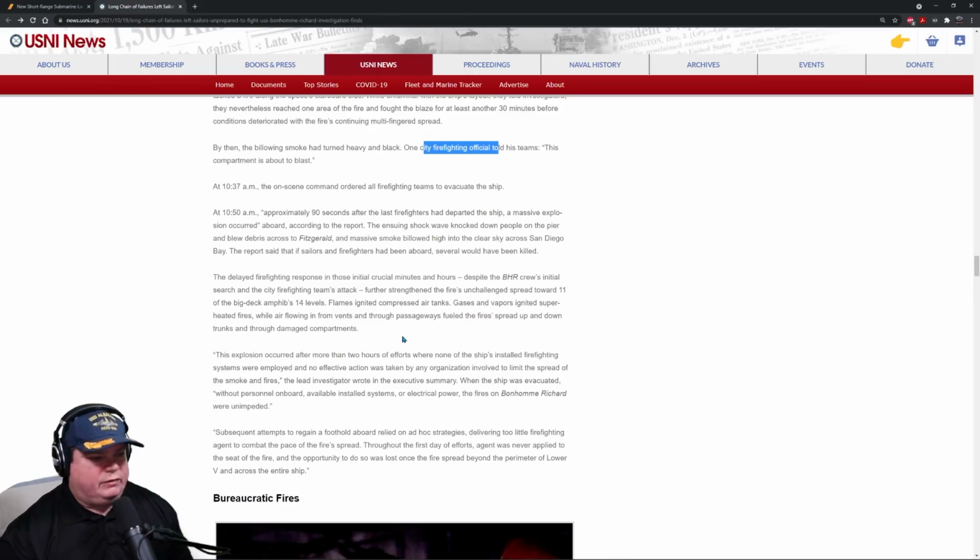The delayed firefighting response in those initial crucial minutes, despite the BHR crew's initial search for the city firefighting team's attack, further strengthened the fire's unchallenged spread towards 11 of the big deck amphib's 14 levels. So within 2 hours, the fire's on 11 levels. That's insane. Flames ignite compressed air tanks, gases and vapors ignite superheated fires, while airflow from vents through the passageways fueled the fires and spread up and down the trunks through damaged compartments.